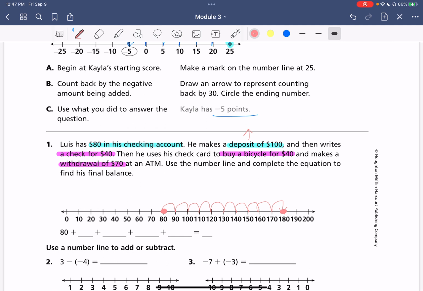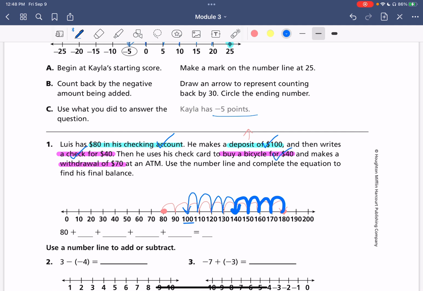Okay, so we did our first one there. And then he writes a check for $40. So now we got to go back down. 1, 2, 3, 4. Let's keep track of what we've done here. So we started there. We did our deposit. We went to the right 100. And then we went to the left because he wrote a check for $40. And now he buys a bike for another $40. So let's keep going. 1, 2, 3, 4. Now we're at 100.